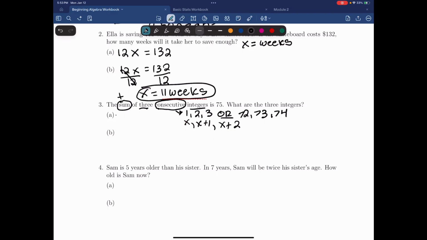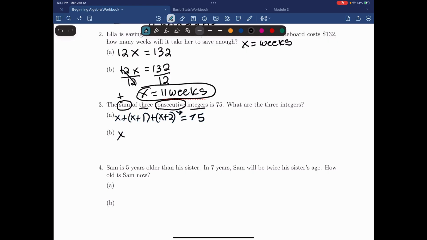So for our linear equation, we're going to write x, our first one, plus x plus 1, our second consecutive integer, and then plus x plus 2, our third consecutive integer. I didn't leave a lot of space here. My apologies. I'm going to erase this here. And then we're given in this specific problem that the sum of the 3 consecutive integers is 75. So that means it's equal to 75. So that's our linear equation.